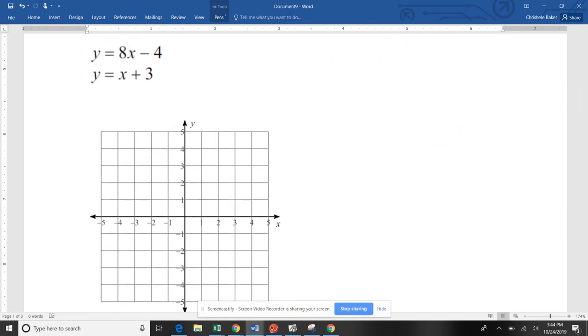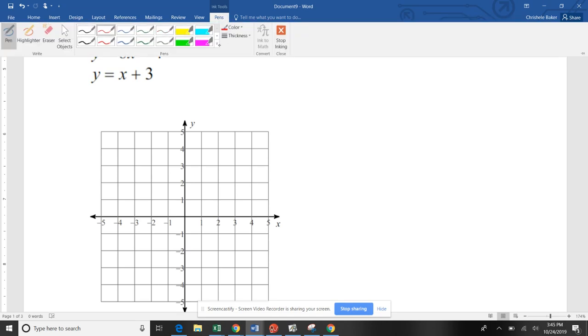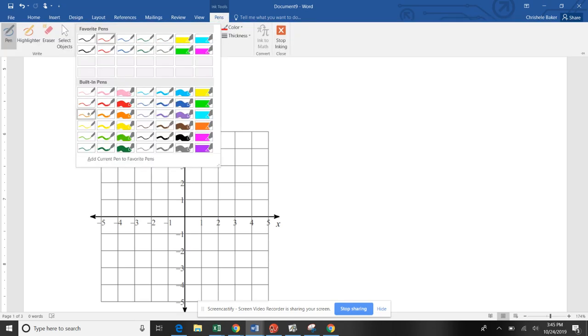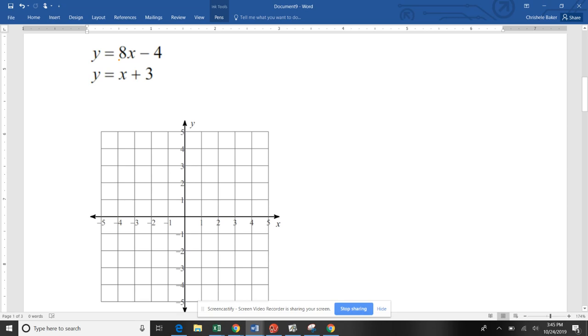Okay, second example. What if I don't have a fraction for a slope? We know that any integer can be written as the integer over 1. And if we just see an x, we know that's also 1/1. So I'm going to start by graphing 8x minus 4. So I'm going to start down here at -4. That's my y-intercept. And I'm going up 8 to the right 1. 1, 2, 3, 4, 5, 6, 7, 8, right 1.